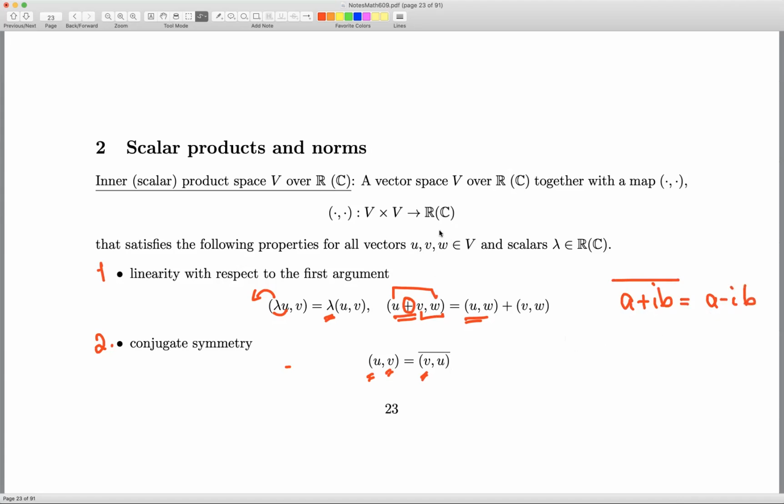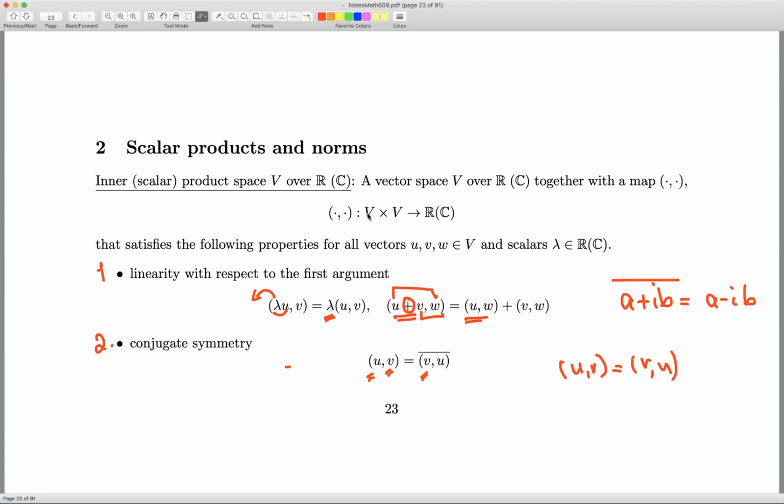And in the case that this mapping maps from V cross V to the real numbers, we do not put the complex conjugation on the top, because complex conjugation of a real number is the same real number. So in this case, we have that the inner product of u and v is equal to the inner product of v and u.